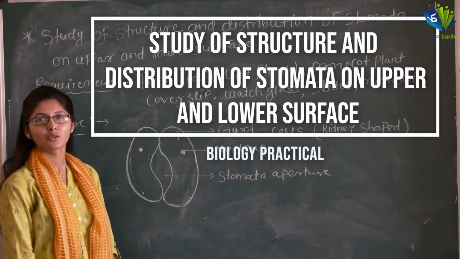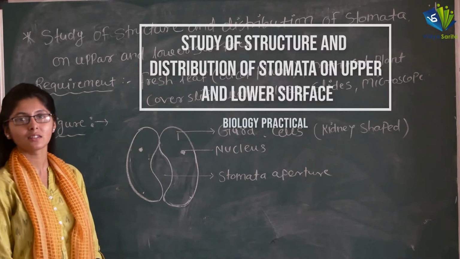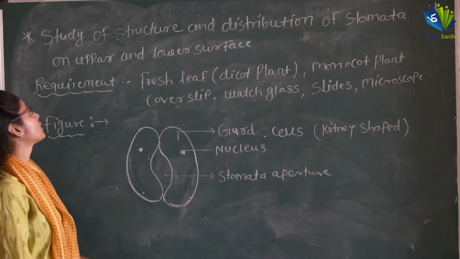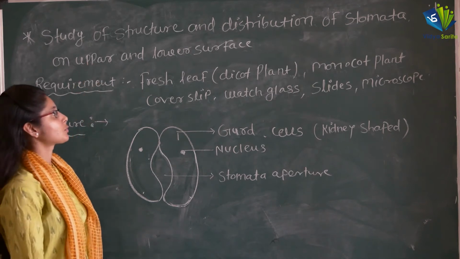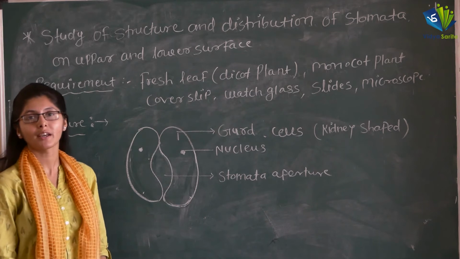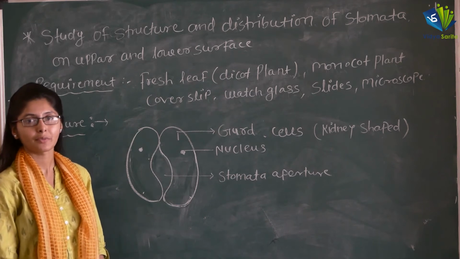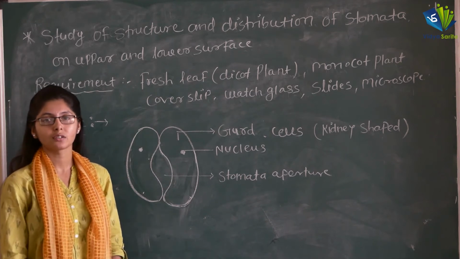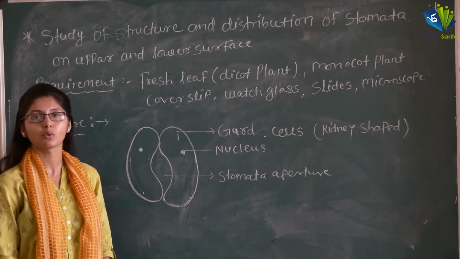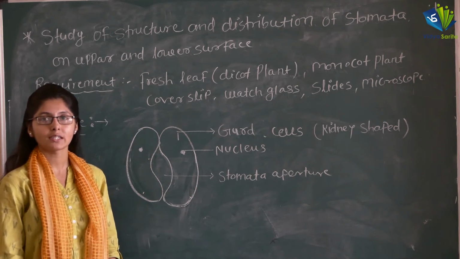Hello students, today we are going to do one practical. The aim of the practical is the study of structure and distribution of stomata on the upper and the lower surface of leaf. So we are going to use two kinds of leaf for this. One is a monocot leaf and another one is a dicot leaf.